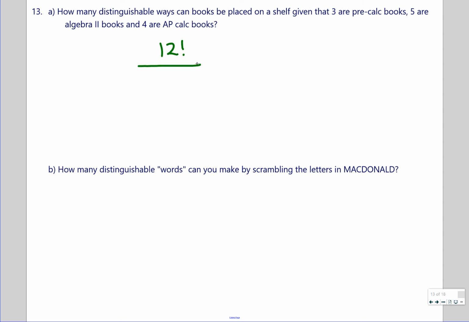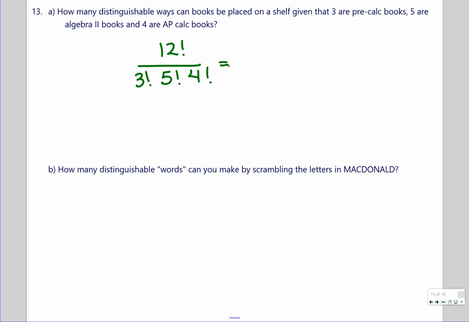And then when we have identical items, we divide by how many of each type of item you have. So I have 3 pre-calc books, I have 5 Algebra 2 books, and I have 4 AP Calc books. And those denominators, 3, 5, and 4, should always add up to what you see in the numerator, 12. Sometimes we divide by a bunch of 1 factorials if some things are distinct. We don't have identical items. Then you type it in.